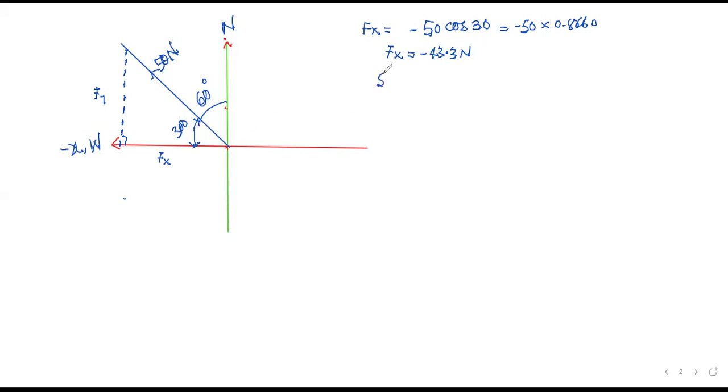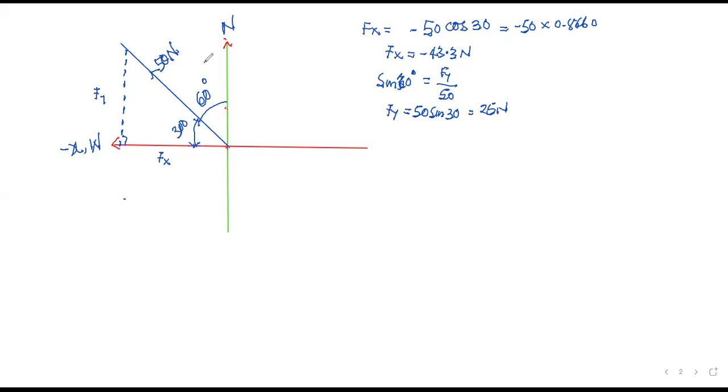And the vertical component, obviously sine. So sine of the angle is the opposite, which is Fy, over the hypotenuse, which is 50. Therefore, Fy, oh, sorry, 30. Fy is 50 times sine 30. Sine 30 is a half. This is 25 Newton. Okay, so your answers are correct.